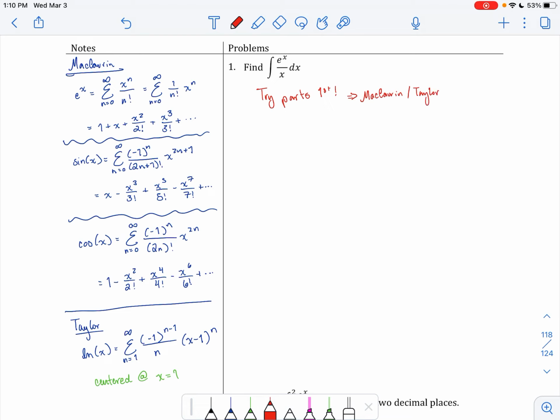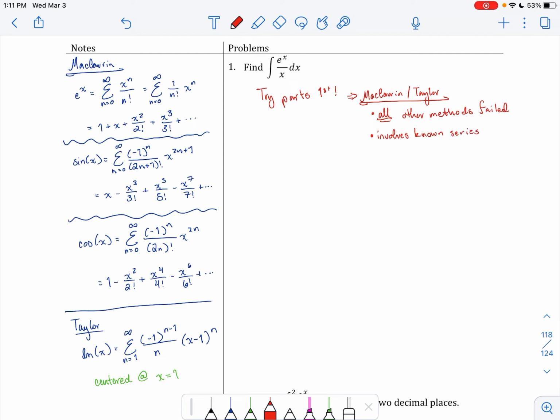Maclaurin/Taylor expansions. Now, there's a couple of criteria you want to meet before you start using this for either derivatives or integrals. So the thing that you want to start with is all other methods failed. Because this is definitely a trickier method, and you don't necessarily want to jump right into it if something else is going to work. So all other methods have failed. It involves your known series.